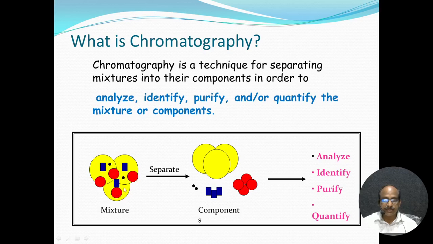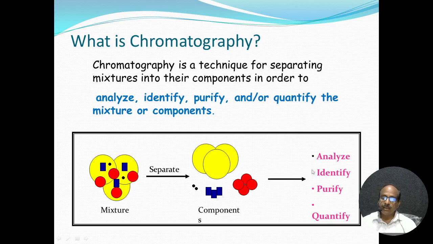Four red balls are also present. In addition to that, there are blue rectangular shapes, three components present, and another one is two black circles. How many components are in the mixture? There are four different solutes present in the mixture. We have to separate them by using chromatography and get the components resolved. This is the yellow, this is the red, this is the blue, and this is the black, and we can separate all the components by chromatography.